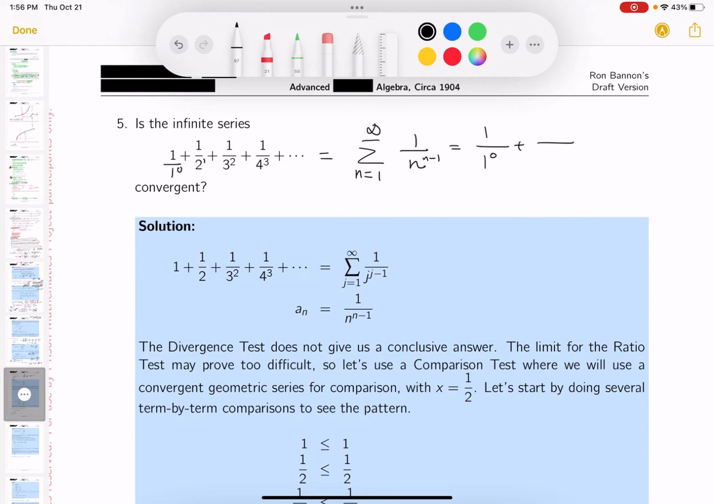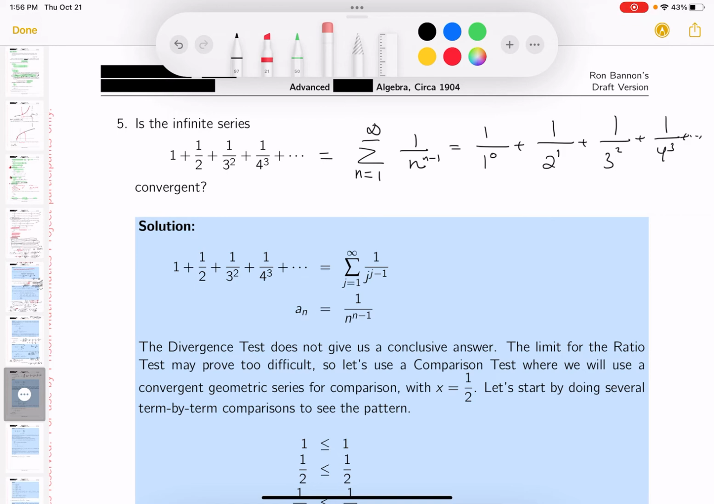What's the next term going to be? 1 over 2 to the 1. What's the next term going to be? 1 over 3 squared. Next term is going to be 1 over 4 cubed, yada, yada, yada. It appears to be working out just as advertised. We're getting exactly what they said. What am I saying? It's 1 plus a half plus 1 over 3 squared, 1 over 4 cubed, and so forth and so on. So again, I'm going to look at the nth term.